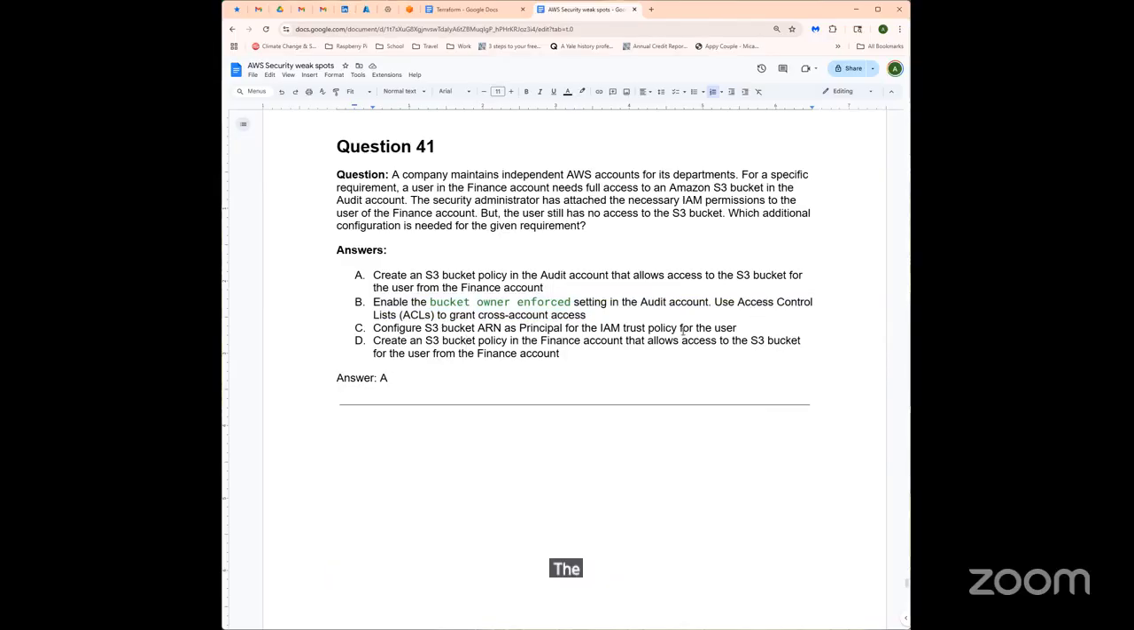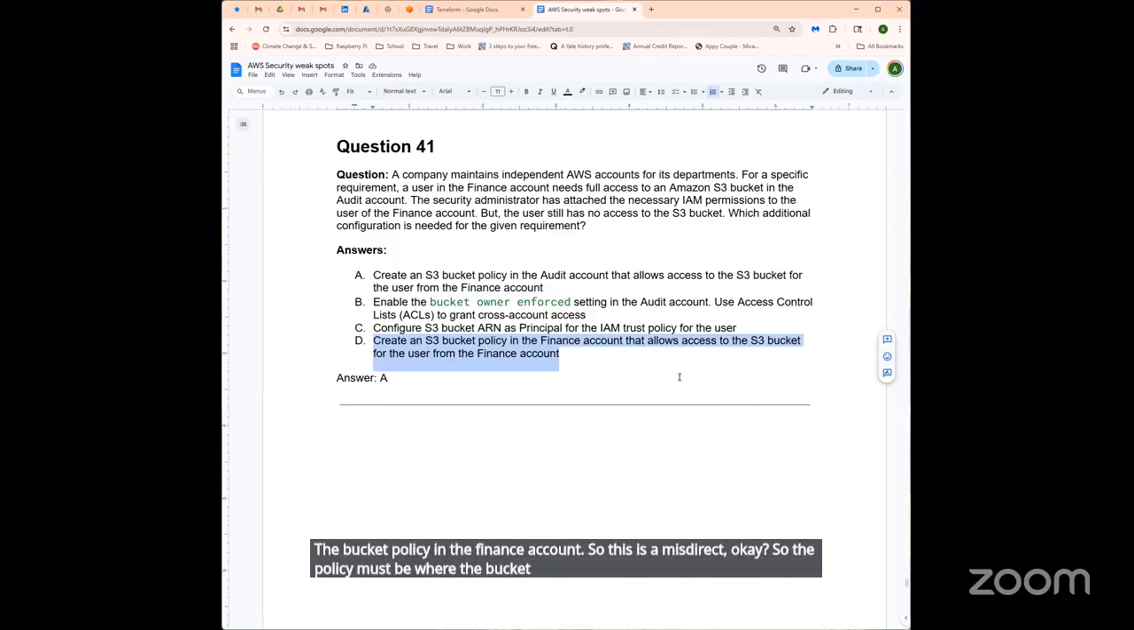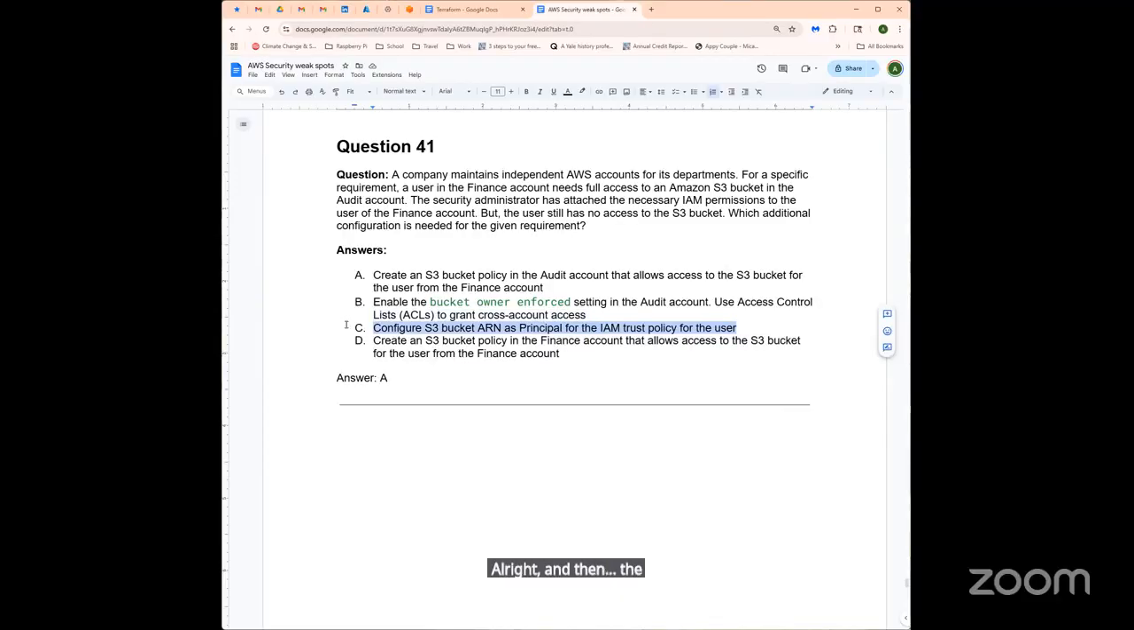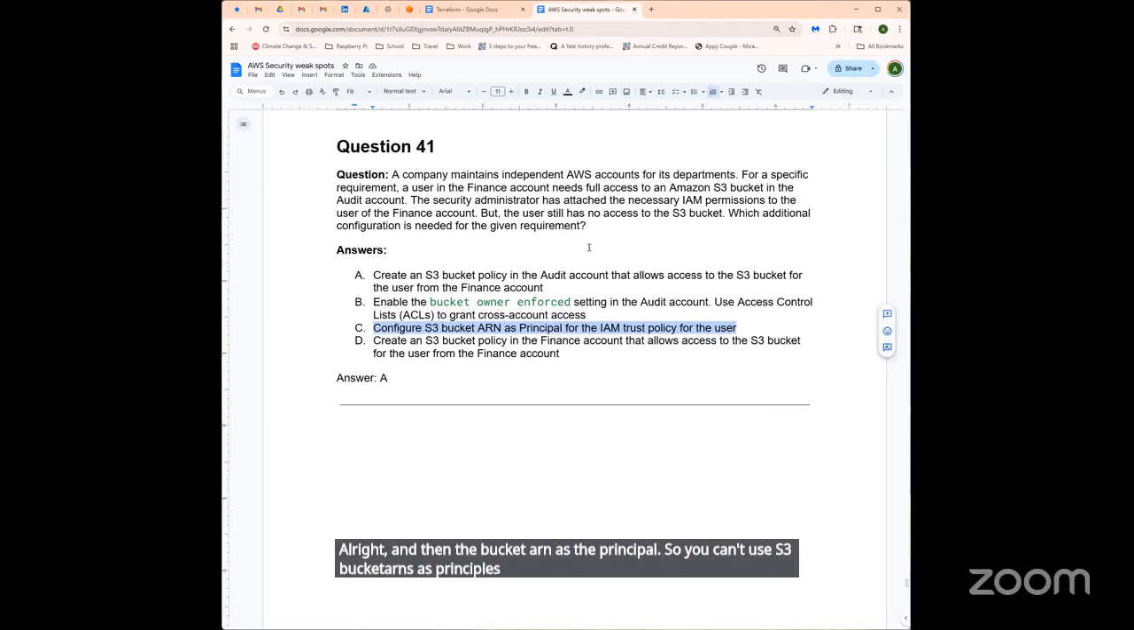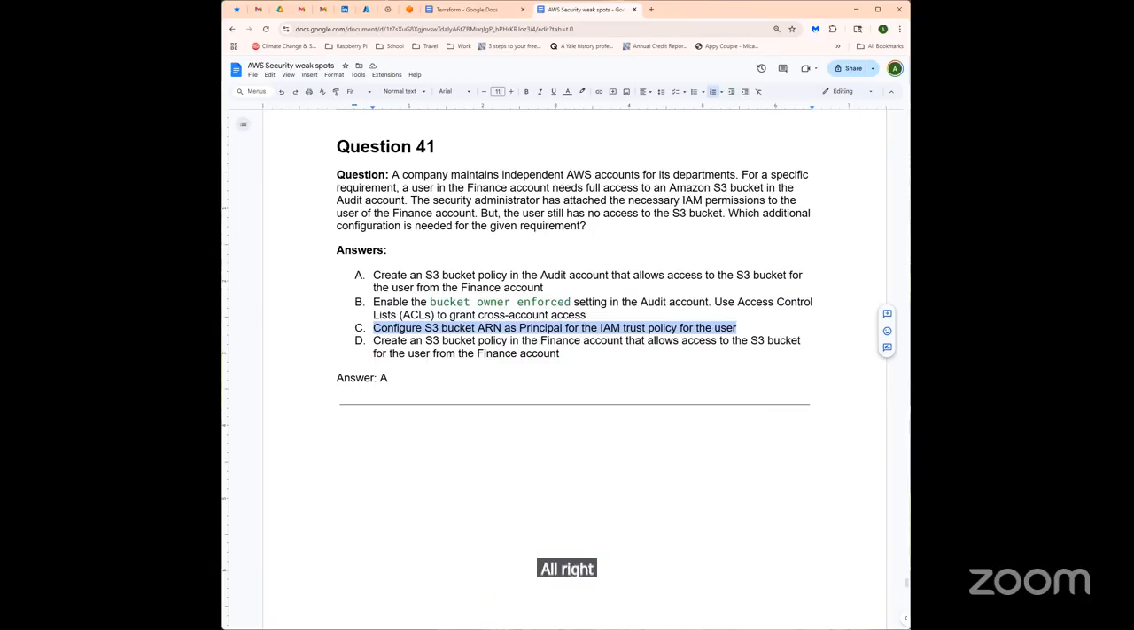The bucket policy in the finance account. So this is a misdirect, okay? So the policy must be where the bucket resides, which is the audit account, all right? And then the bucket ARN as the principal. So you can't use S3 bucket ARNs as principals and trust policies, all right? So let's see.